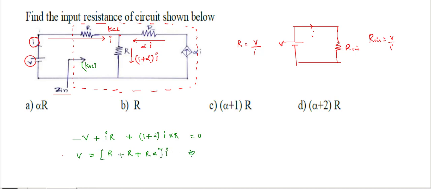So what I said, for finding the input resistance R equals V by I, so V by I equals 2R plus R alpha, that equals R into (2 plus alpha). Option is D. Let's see the next question.